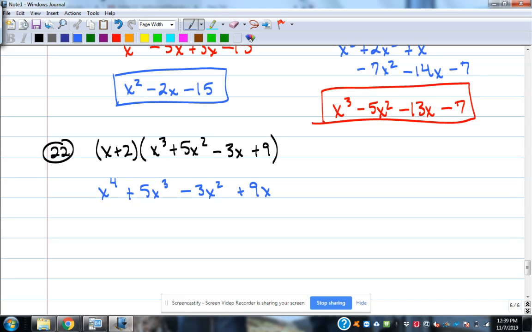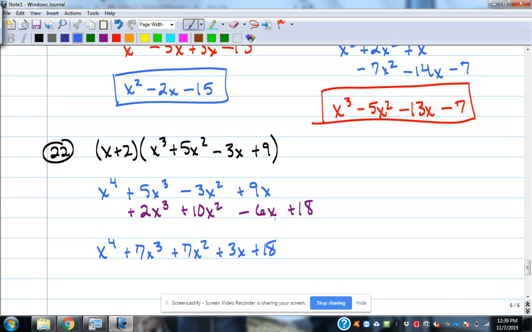And then distribute the 2. That's going to be 2x cubed. And it's a positive 2, so I'm going to put plus 2x cubed plus 10x squared minus 6x plus 18. So I'm stacking up like terms. And then that makes it a lot easier to just put together. x to the 4th plus 7x cubed plus 7x squared plus 3x plus 18.